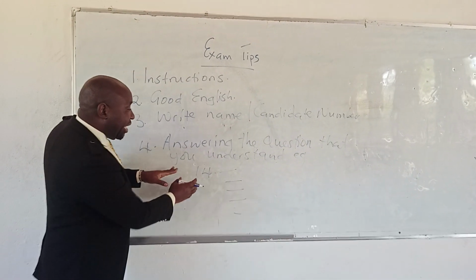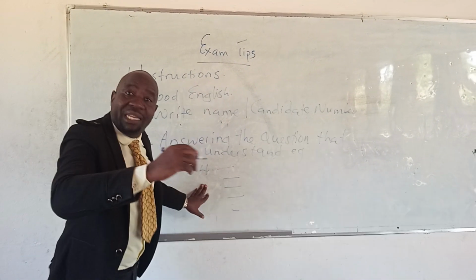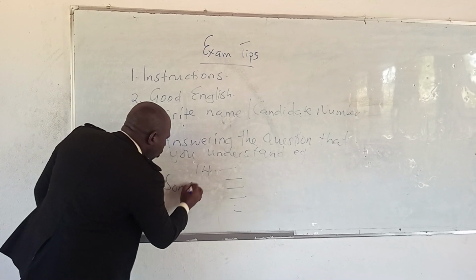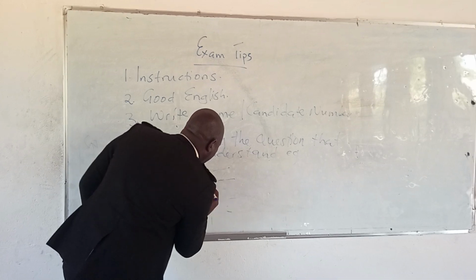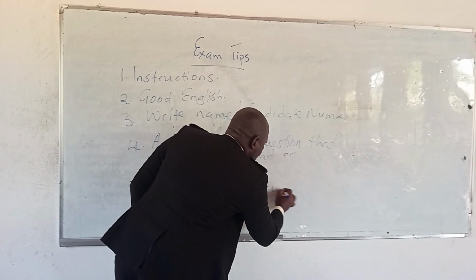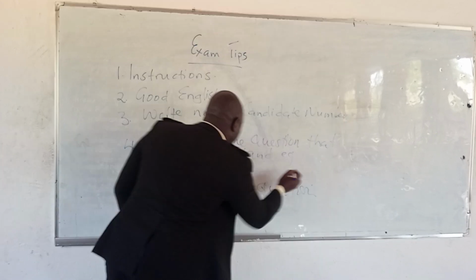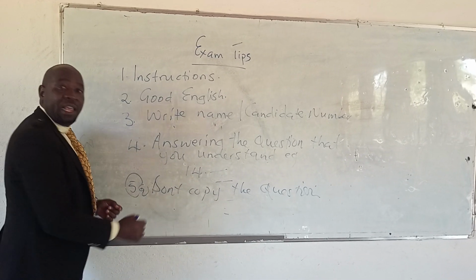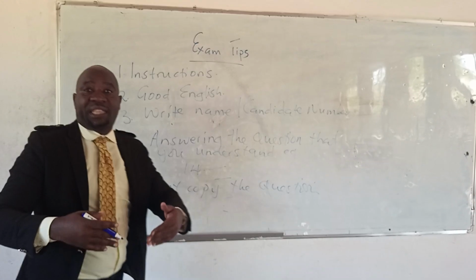When you start answering the question, don't copy the question. You are not supposed to copy the question. But what are you supposed to do? You just write the number. For example, number 5. You start number 5. If it's number 5A, you start writing number 5A, then you give us the answer.